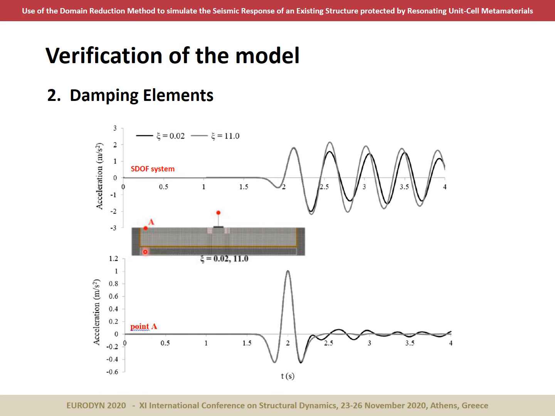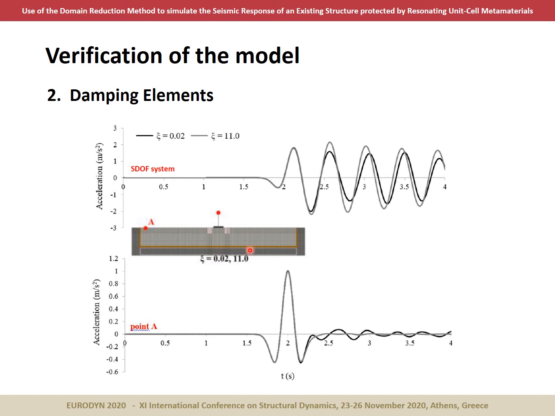So if we look at the acceleration time history of point A for the high value of damping ratio, you will see that we get exactly the Ricker wave pulse. And this is happening because all the radiated waves that are entering this domain down here are totally absorbed by the high values of damping ratio of those elements.